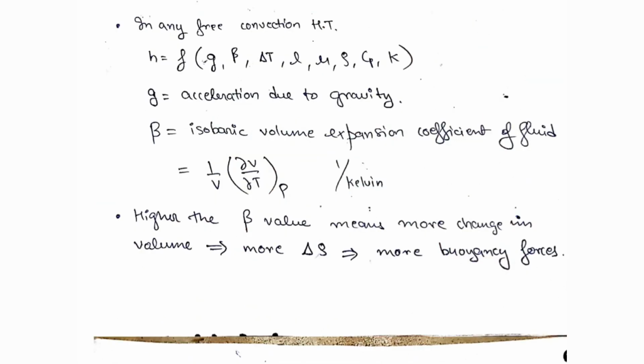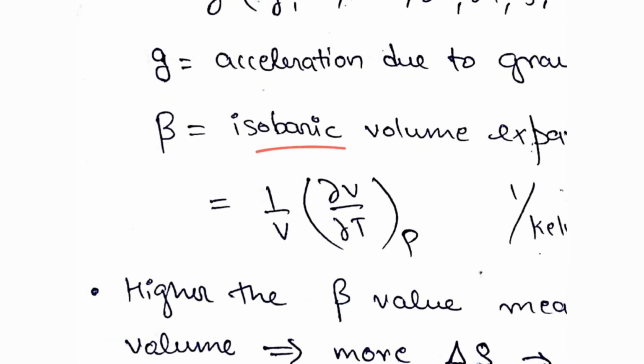Okay, I have already told you that h is a function of g, beta, delta T, L, mu, rho, Cp, k in the starting of the video. Here g is acceleration due to gravity and beta is the isobaric volume expansion coefficient of fluid, which is nothing but 1 by V times the rate of change of volume with respect to temperature at constant pressure.